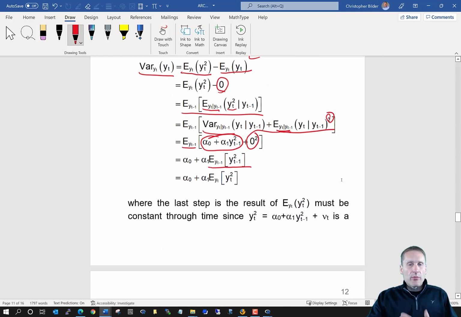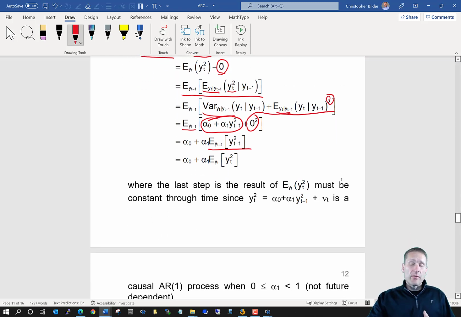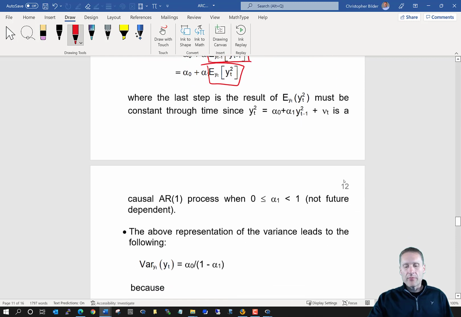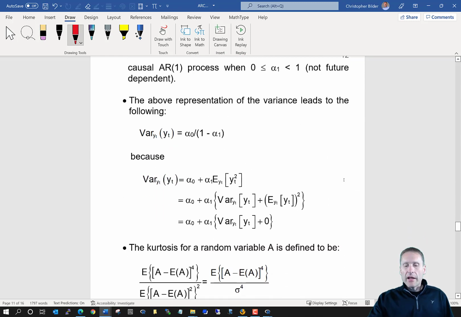And also, using properties that we've seen before with the causal model where we are not future dependent, this expected value can also be rewritten as the expected value of y sub t squared. Okay, so that's what the variance ends up being. And we can go further with this.